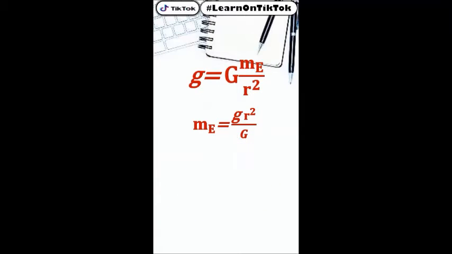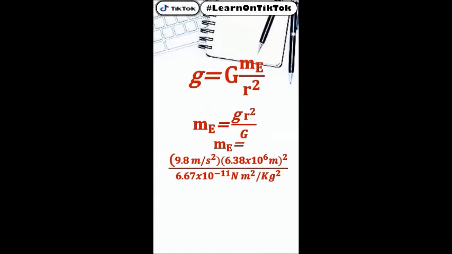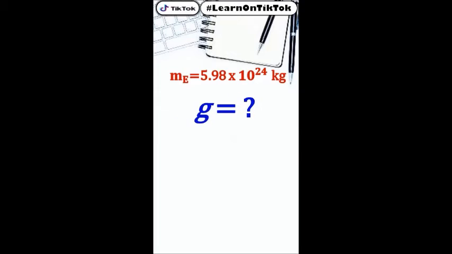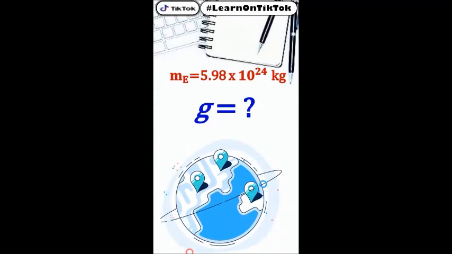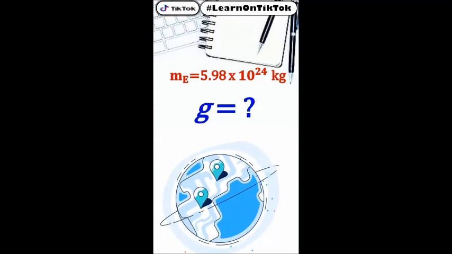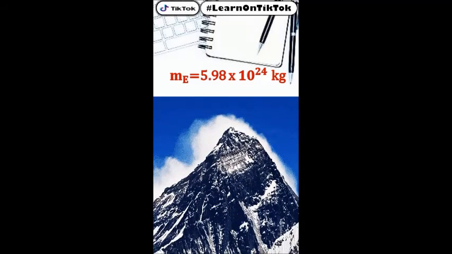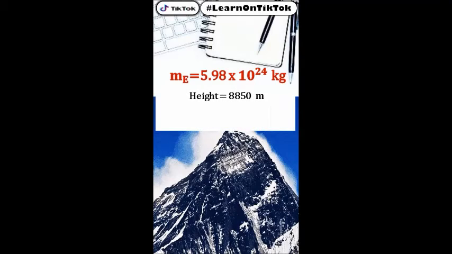Now, the mass of the Earth is equal to the gravitational acceleration, times the square of the Earth's radius, over the universal constant. The calculated value is 5.98 times 10 to the 24 kilograms. Using the Earth's mass, we can now calculate the value of acceleration due to gravity at different locations of the Earth. For example, we are going to estimate the value of acceleration due to gravity on the top of Mount Everest, that is 8,850 meters above sea level.